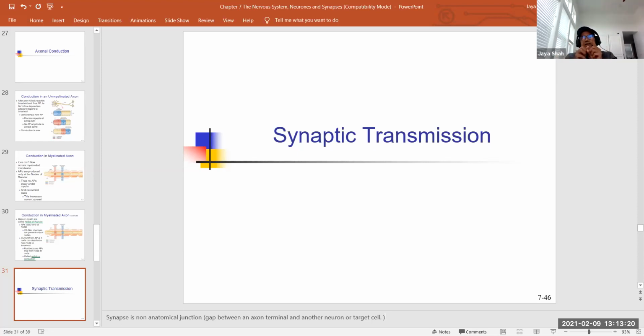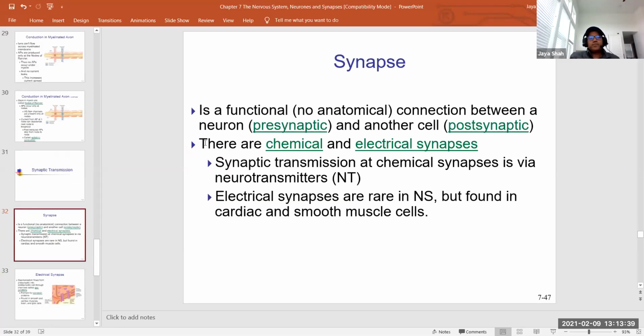If they communicate through the flow of ions between them, then we call them an electrical synapse. Okay, so let's see here. Synapse is a functional non-anatomical connection between a neuron and a neuron. The cell before the synapse is called the presynaptic neuron, and the other cell is postsynaptic. If it is a cell, then it will be a postsynaptic cell. If it is a neuron, then it will be a postsynaptic neuron.